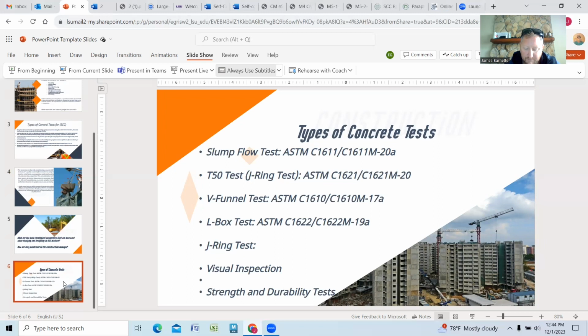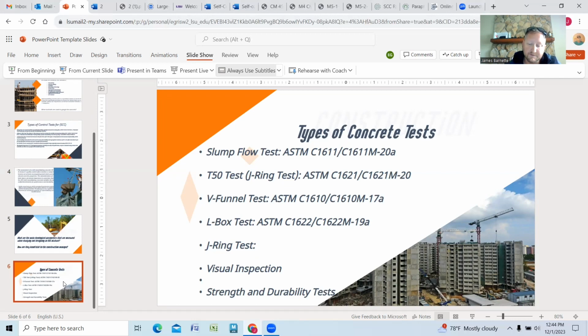C1621/C1621M-12. The V-funnel test. The V-funnel test measures the flow time of SCC through a V-shaped funnel and assesses its flowability, ASTM C1611/C1611M-14. Visual Stability Index. The VSI is used to assess the stability and segregation resistance of SCC. It is often described in project specification and does not have a specific ASTM standard.